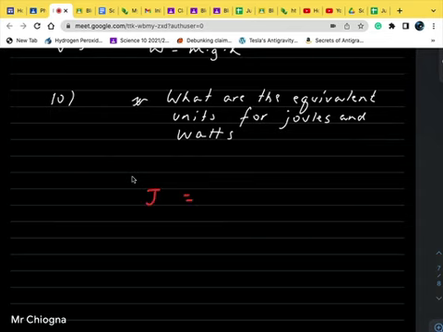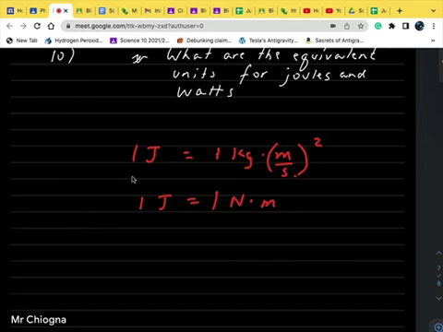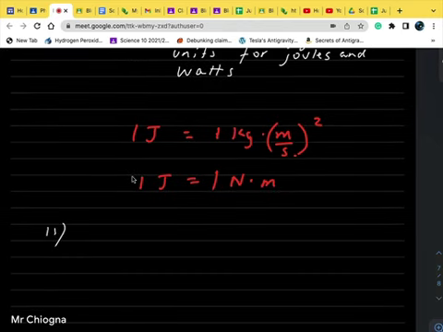So there's two versions. 1 joule is equal to 1, going back to the kinetic energy, 1 kilogram meters per second, and you square the whole thing. If you're looking at the work, which is also measured in joules, it's just newtons times meters. Next question. What does rate of change mean mathematically? I mentioned this before.